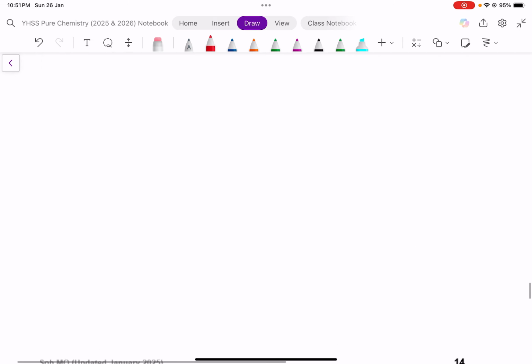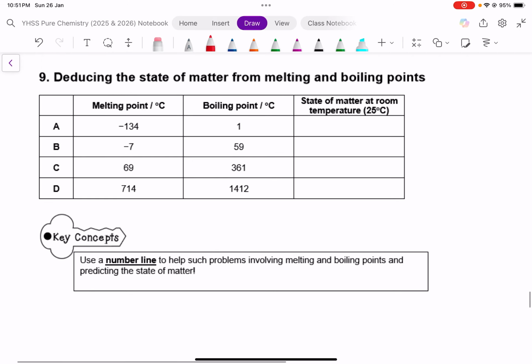Now let me move quickly on to the very last page of this set of notes. How can we deduce the state of matter if I'm given the data on the melting and boiling points of the substance? So now I have 4 substances here, A, B, C, and D, with different melting points and boiling points. So how can I work out their state of matter at room temperature? Room temperature is defined as 25 degrees Celsius. So now we're going to focus only on substance A.